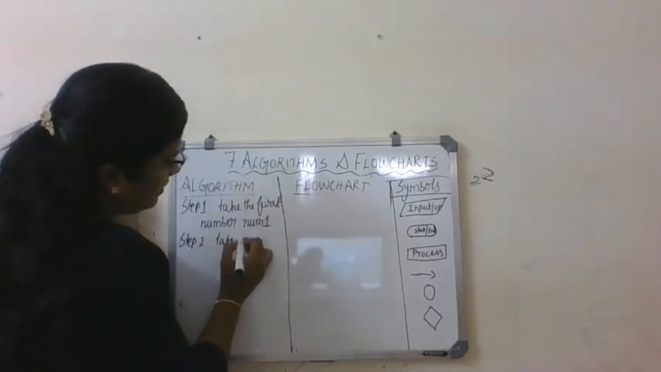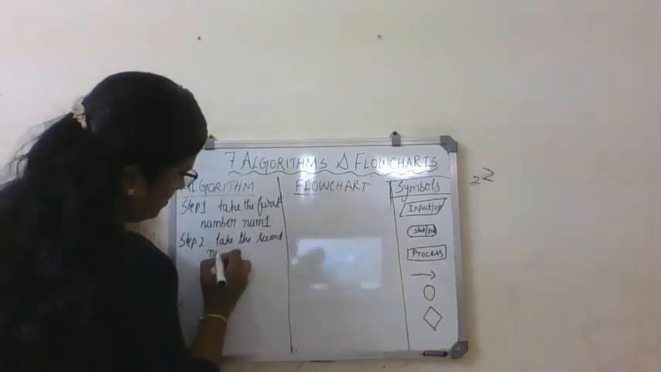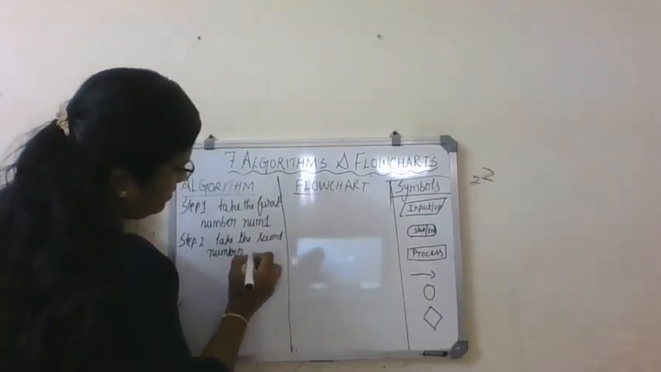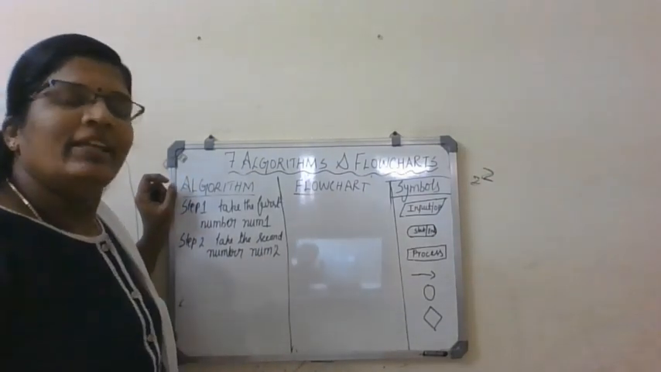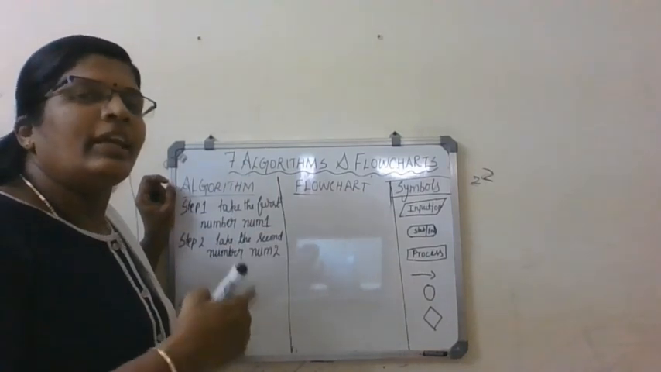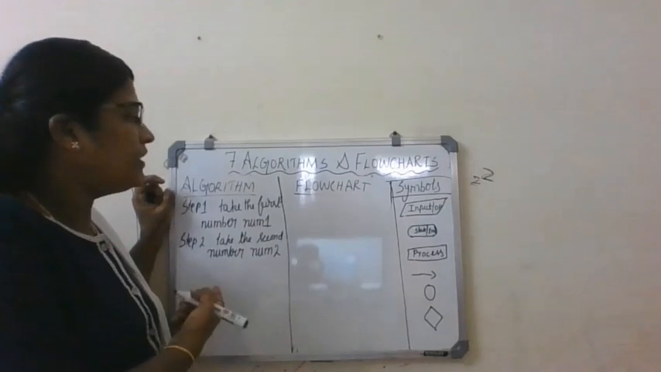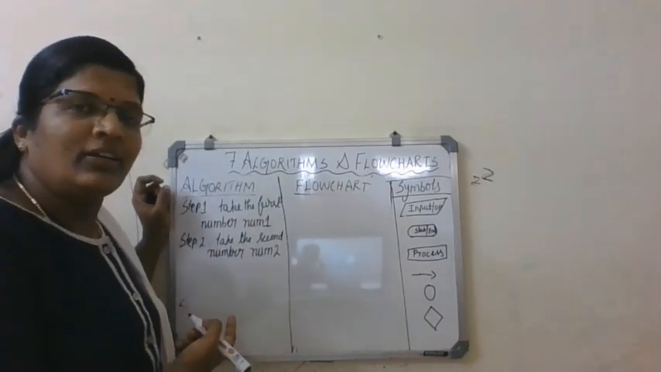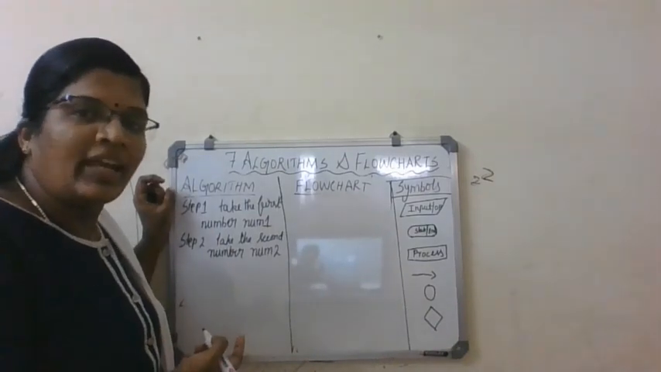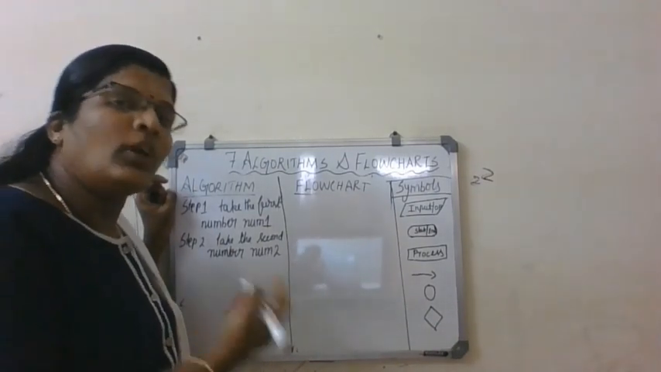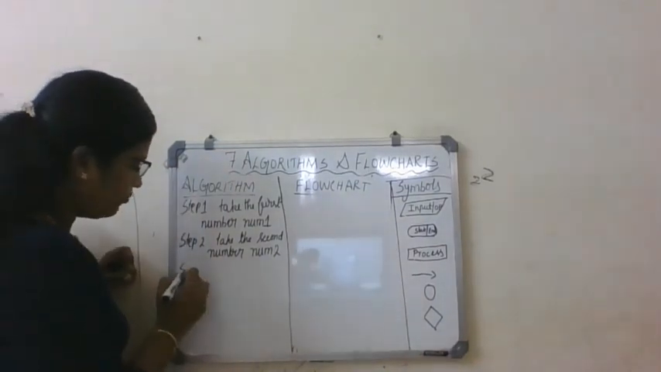Take the second number, num2. Okay. Then what is the next one? Process. In the process, it may be a calculation or it may be a decision. So here, are we going to take a decision? No. What we are going to do? Here, are we going to make any calculation? No. Then what we are going to do? We are going to take a decision. Okay. So what is step 3?